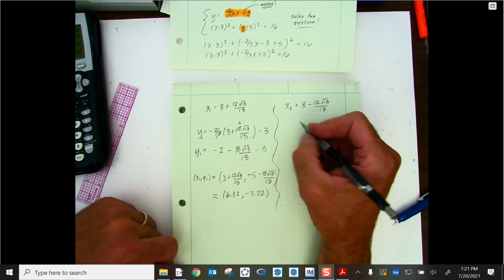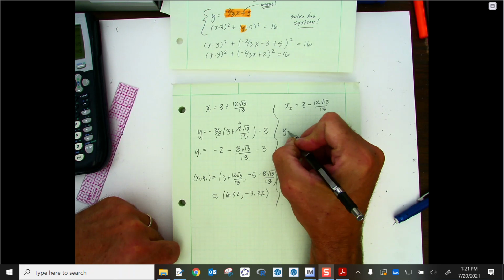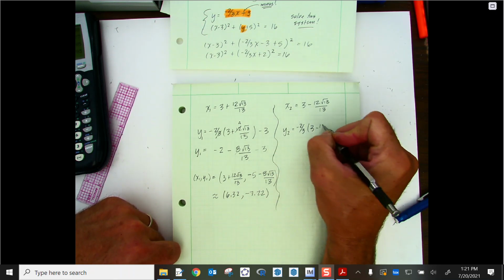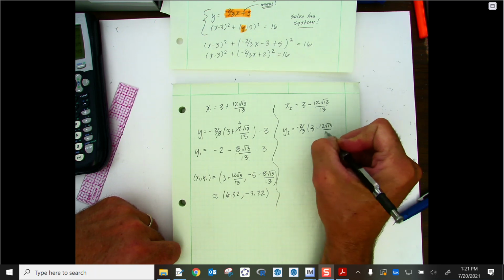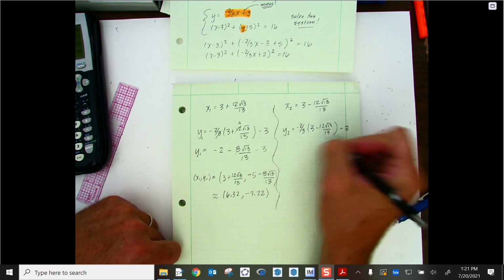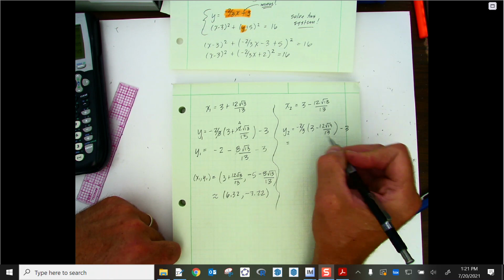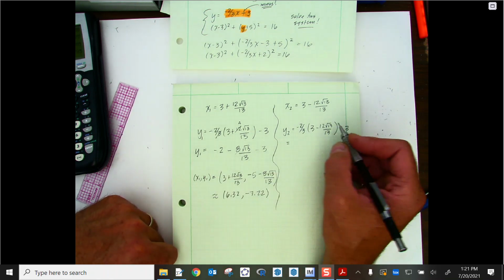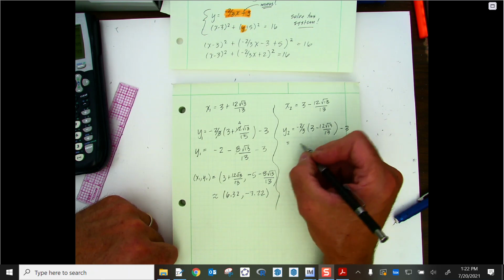Let's try this again for the other coordinate. Y2 is going to be negative 2/3 times 3 minus 12 root 13 all over 13, that whole thing minus 3. So we'll get kind of the same thing here, and the only difference is there will be a change of sign in the middle, negative times negative, so it'll be positive.